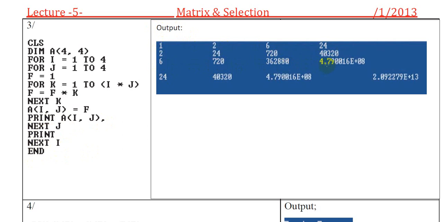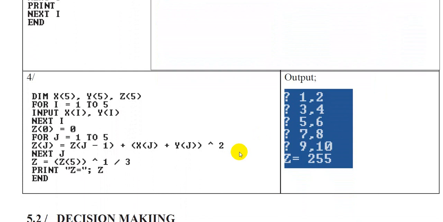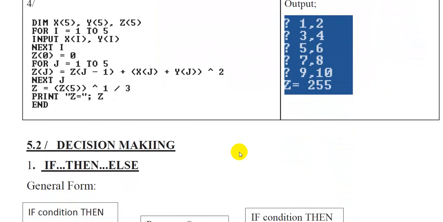362,888, and 4.709016 E plus 88, and 24, and 40,320, and 4.790016 E plus 88, and 2.92279 E plus 13. This is also the third homework required to be converted into a flowchart.